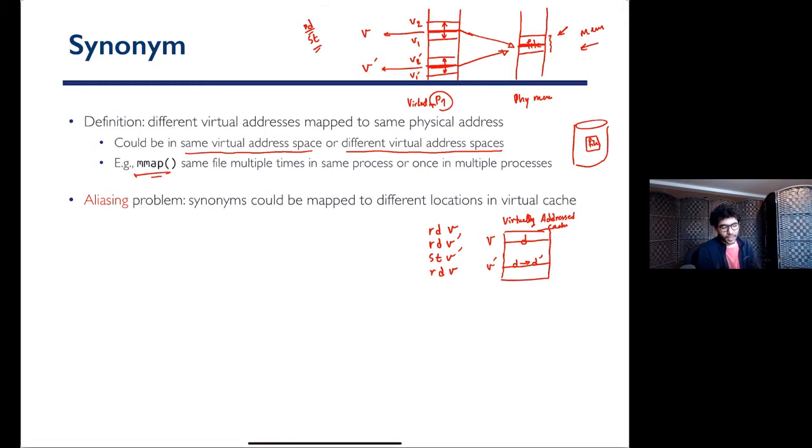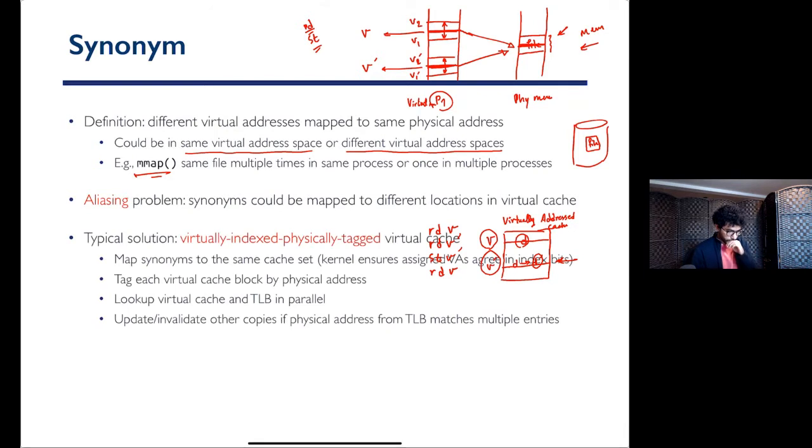Because what I changed in my cache was this V prime, but the data that was changed here was not propagated to this V, because there is no way that you can do this propagation. From the virtually addressed cache, these are two different addresses. It doesn't have any idea that they're eventually mapped to the same physical address. It doesn't know that if you write to this one, it has to also go and write to this one. And that's the aliasing problem that we have with synonyms.